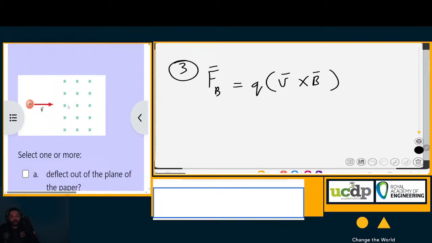By the way, this is called the Lorentz force equation. The proton has a positive charge, so we can write positive Q there. Now, assuming that this proton moves horizontally to the right, it's moving in the positive x direction with positive V. It enters the magnetic field.